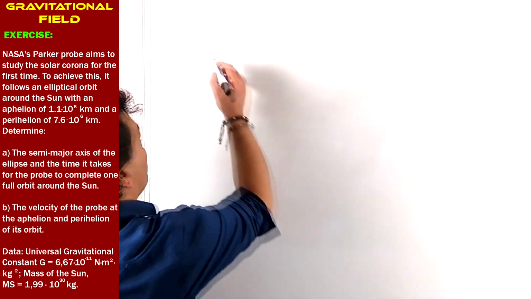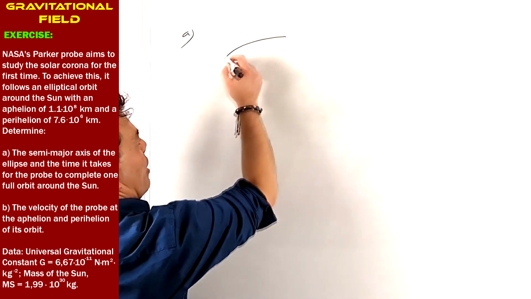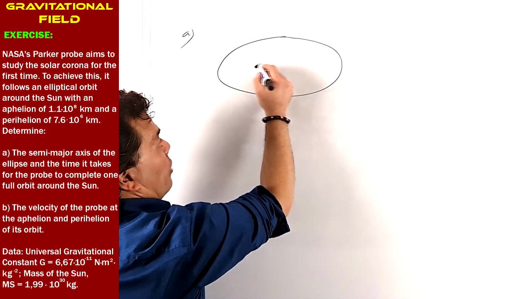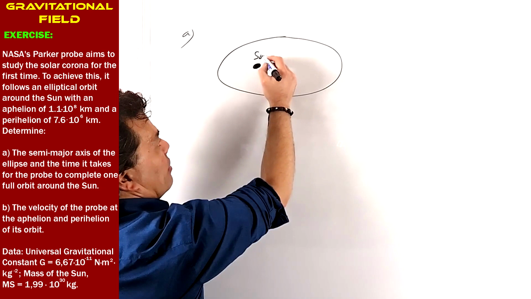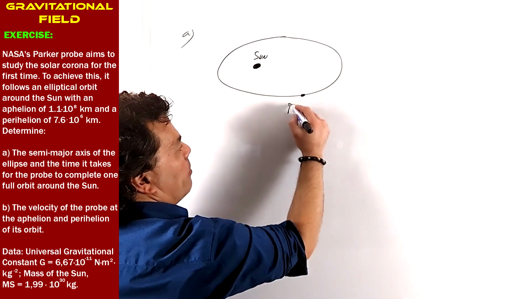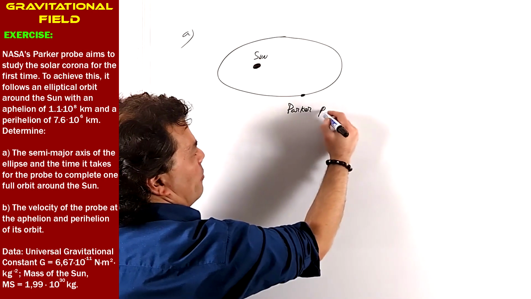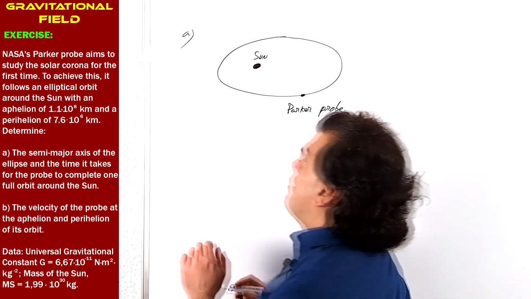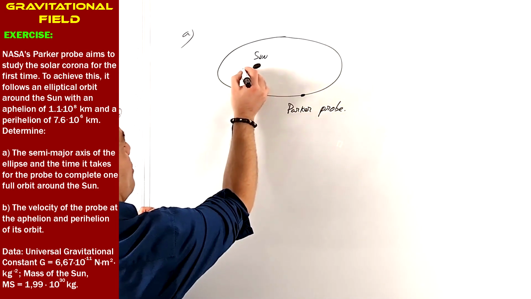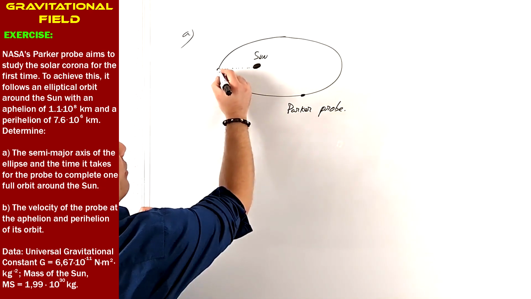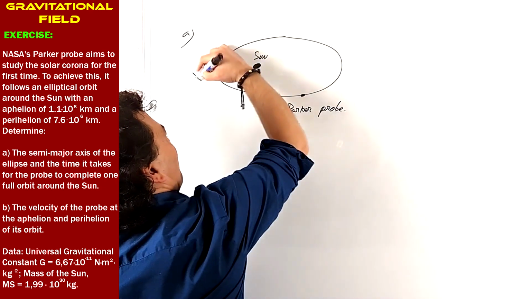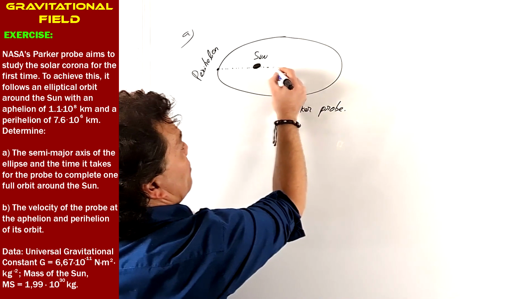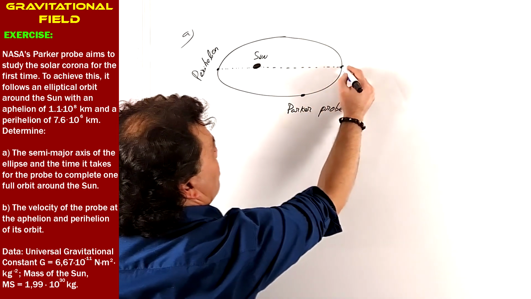The first thing we're going to do is to draw an ellipse. This is an ellipse that is determined by its two focuses. In one of them, I'm going to place the Sun. This is the Sun, and this is our Parker probe. Now let me indicate two important parameters. The first one, the closest distance to the Sun, this point, is the so-called perihelion. And the furthest one, this other point, is the so-called aphelion.